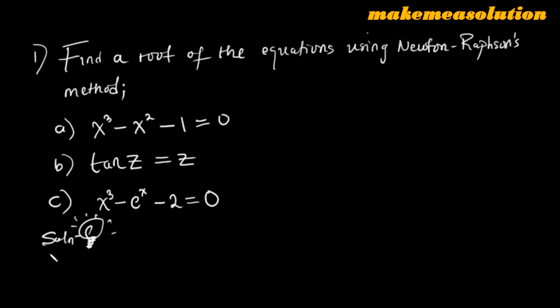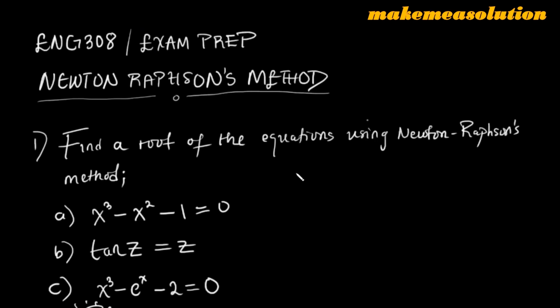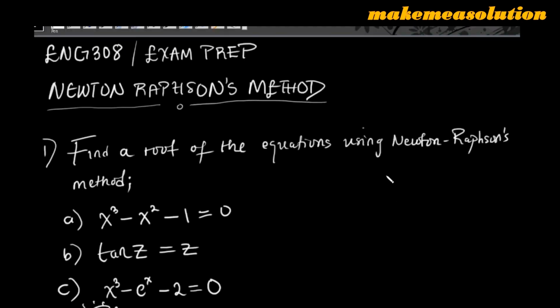So we are going to start with the first one, a, x cubed minus x squared minus 1 equal to 0. Now, before I dive into the solution proper, you need to understand what is happening here. Newton-Raphson's method is a method that helps us to numerically approximate the root of a function. Remember that the root of a function is the point where that function crosses the x-axis or crosses the line y equal to 0. Is that okay?